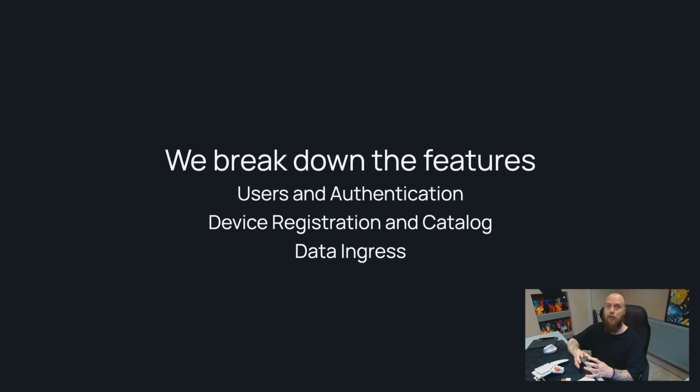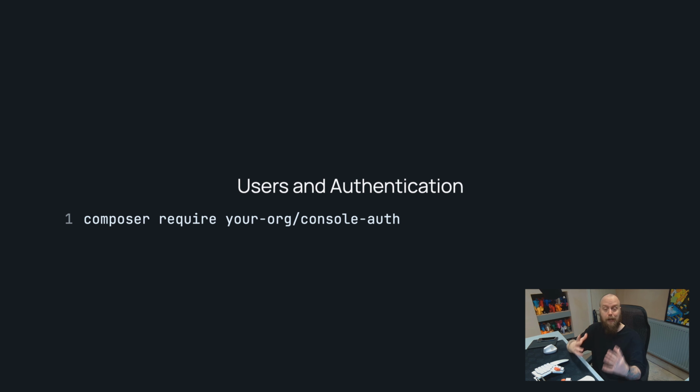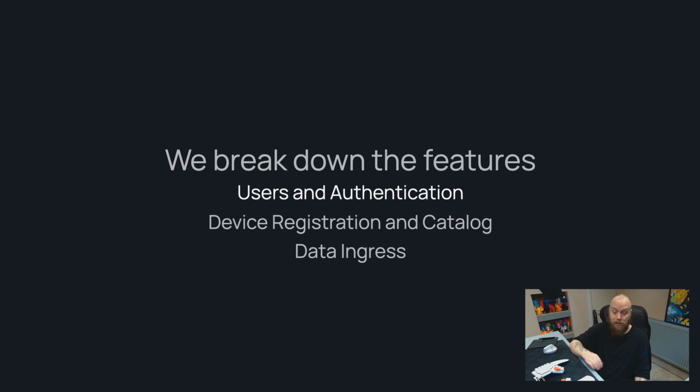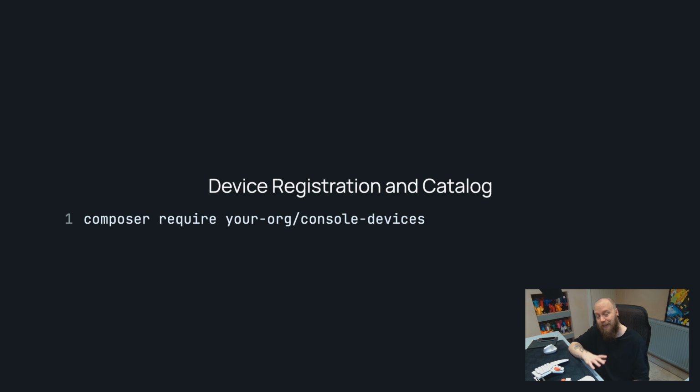Obviously, we extract code, we write the code, and then in our core application, which is the thing that you'll eventually deploy, you just pull it in. composer require your-organization/console-auth. We want to pull that authentication functionality in as a package. Quite simple. We can agree on that one. Device registration and catalog, exactly the same. composer require your-organization/console-devices.